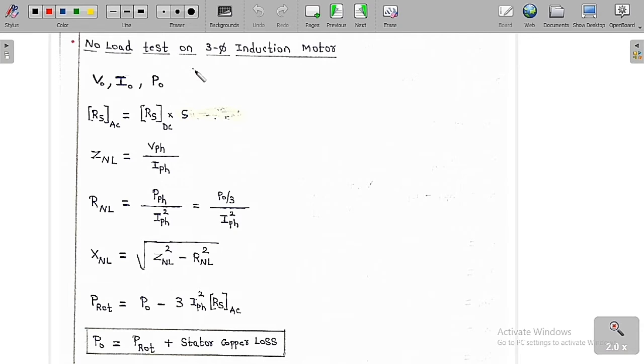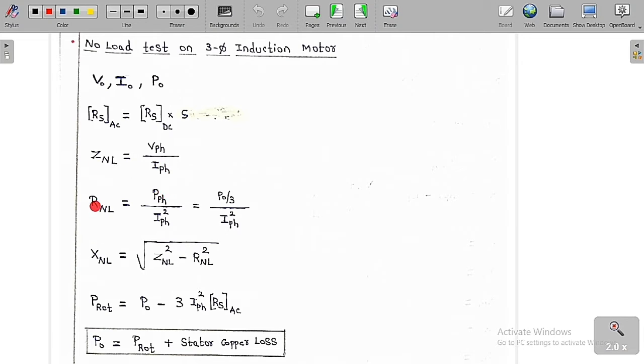In the equivalent circuit diagram I have already told you there is an R2 dash, X2 dash, and R2 dash into 1 by S minus 1. Basically at no load condition Ns is equal to Nr, so slip is equal to 0. So 1 by S minus 1 is 1 by 0 minus 1, which is infinity. So it is open circuit, and only the shunt branch is present. So ZNL is equal to V phase by I phase.